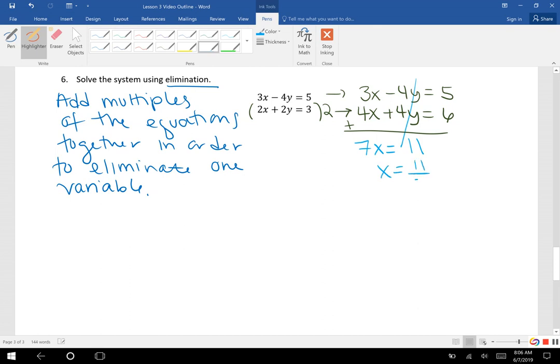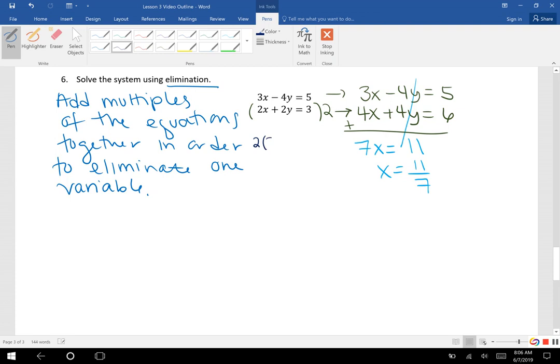I could take this number, I could plug it into either one of my equations to figure out what the y is, or I could actually use that elimination method a second time. So if I want the x's to cancel out, again, those coefficients have to be equal but opposite. I could take my first equation and multiply it by 2.